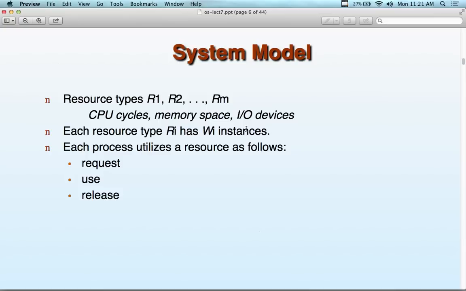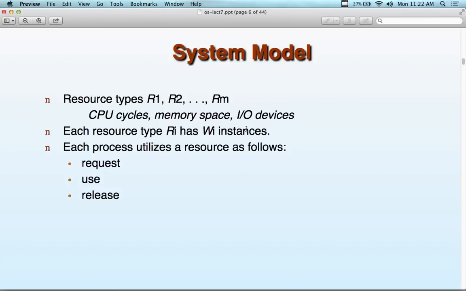So here's the system model where we have resources R1, R2, R3, tons of resources. And then we have CPU cycles that the resources are getting, and then they're all located in memory, so we have memory spaces, and then we have I/O devices that work with it as well. So each process type, R1, has W1 instances, where they're going to write, or they're going to read, or they're going to wait in terms of what they're doing.